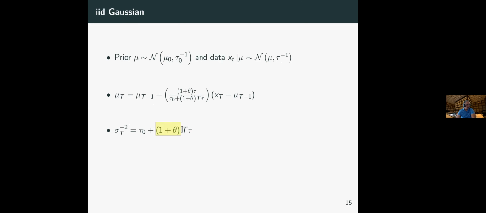So I've collected T observations, but I treat it like T times 1 plus theta observations. And I'm learning too much. This Kalman gain is too close to 1. So what does this do? You're going to have overreaction to perceived new information, because this Kalman gain is too big. And you're going to have overconfidence, because your posterior precision is going to be too big.